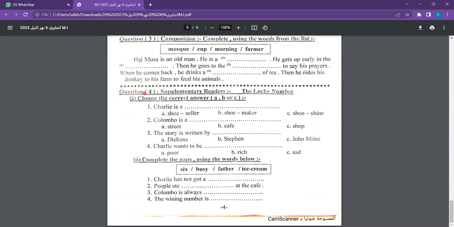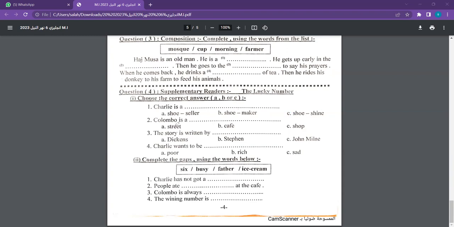This is the last paper, the last question, question 4. Supplementary readers, The Lucky Number. Choose the correct answer, A, B, or C. Charlie is a shoe seller, shoemaker, shoe shine. Which one is right? Shoe shine. Yes, very good. Charlie is a shoe shine. I will make a circle here. Shoe shine. Number C.